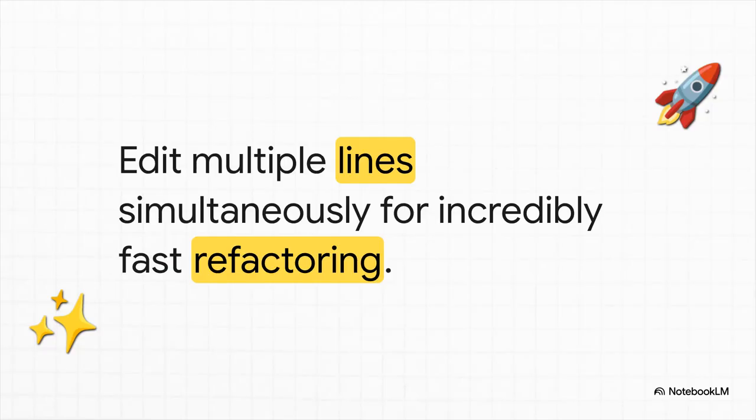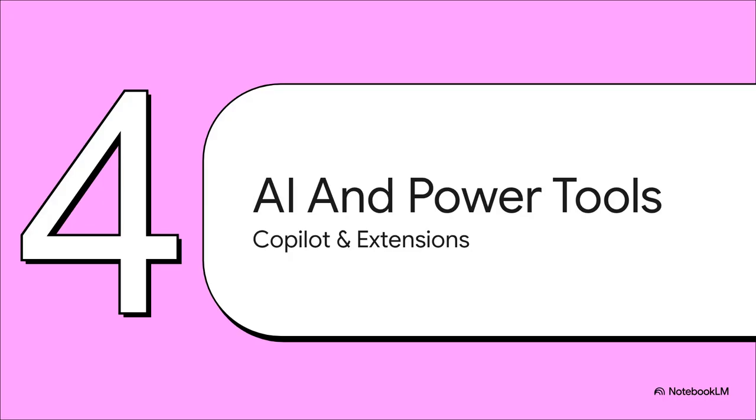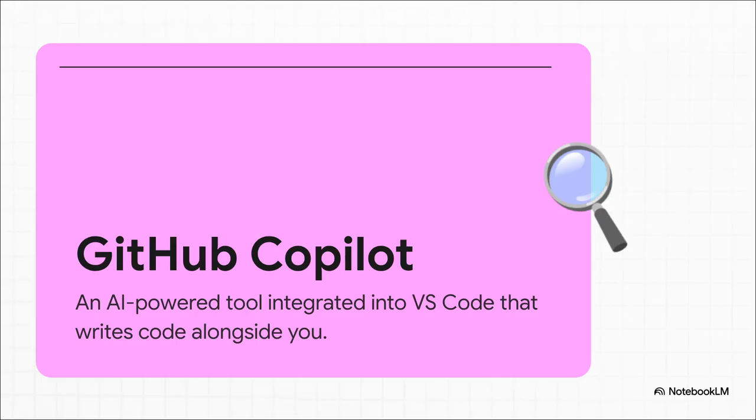And the time saving definitely doesn't stop there. VS Code features multi-cursor editing, which lets you edit multiple lines of code simultaneously. This is basically a coding superpower that turns a tedious refactoring chore into a 3-second breeze. Section 4. AI and power tools, Copilot and extensions. If multi-cursor editing is a big time saver, this next part is like giving your editor an advanced brain.